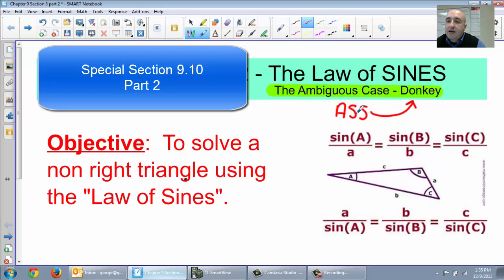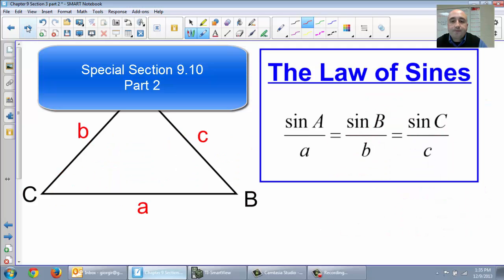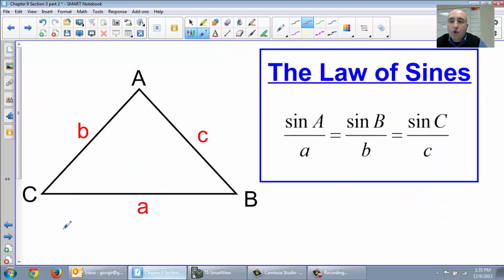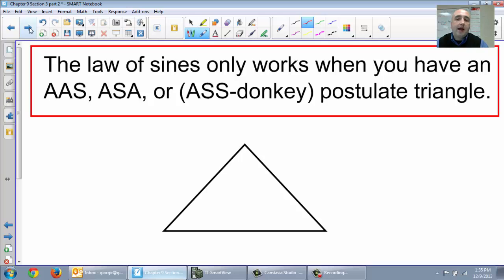Basically we're going to do the same thing, except we're going to be using triangles that have the angle side-side. This next slide is just showing you that we're still using the law of sines. Remember, sides are opposite of each other. Angle C is across from side C. Angle A is across from side A. And angle B is across from side B. That still holds true, and the law of sines is still true. Please remember that the law of sines only works when you're given angle, angle, side, angle, and the donkey postulate, or the angle, side, side.